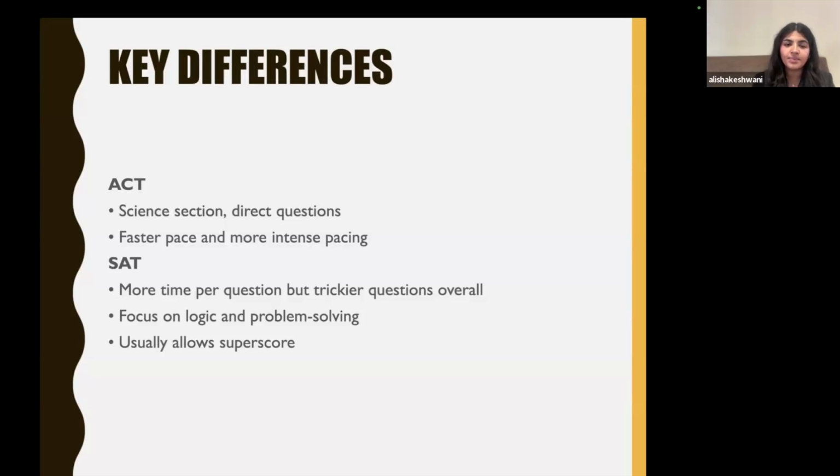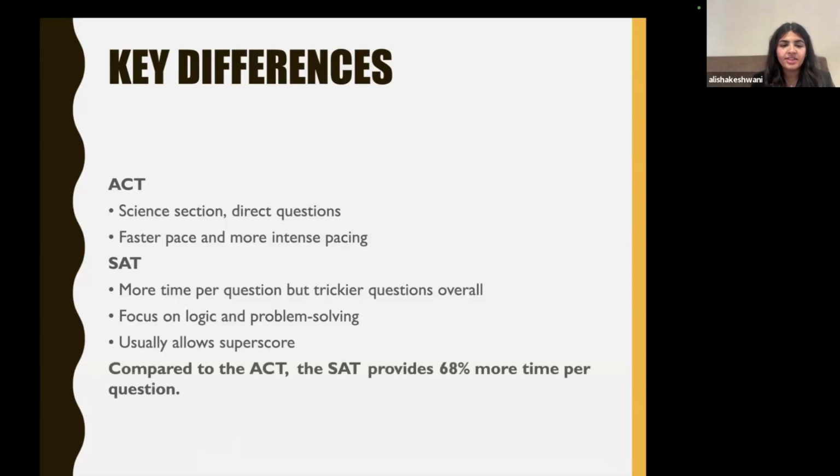So that is helpful if you do end up taking it more than once. With the ACT, a lot of the times you're not able to super score, because the way the ACT is scored is it's already an average of your sections rather than a sum. Because of that, a lot of the times colleges don't let you super score the ACT. So that's another key difference that is definitely very important to consider. And then just a little statistic, the SAT usually provides on average 68% more time per question compared to the ACT. So as you can see, it's definitely a lot more time, but again, the questions are going to be a little bit trickier.